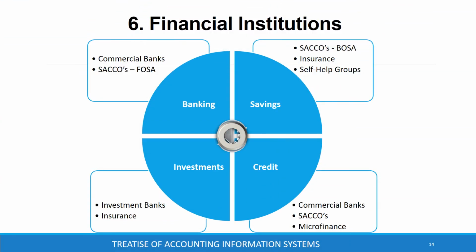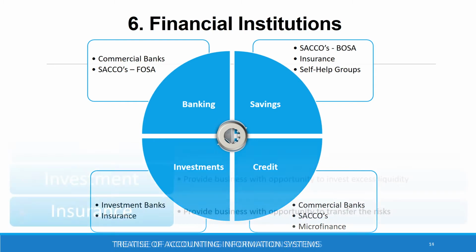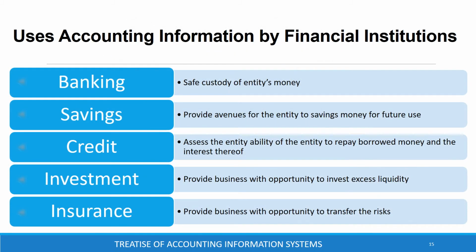The sixth category of users of accounting information are the financial institutions. Financial institutions comprise banking institutions, savings schemes, investment markets, and credit bureaus. Banking institutions provide safe custody of entities' money. Savings schemes provide an avenue for an entity to save money for future use.